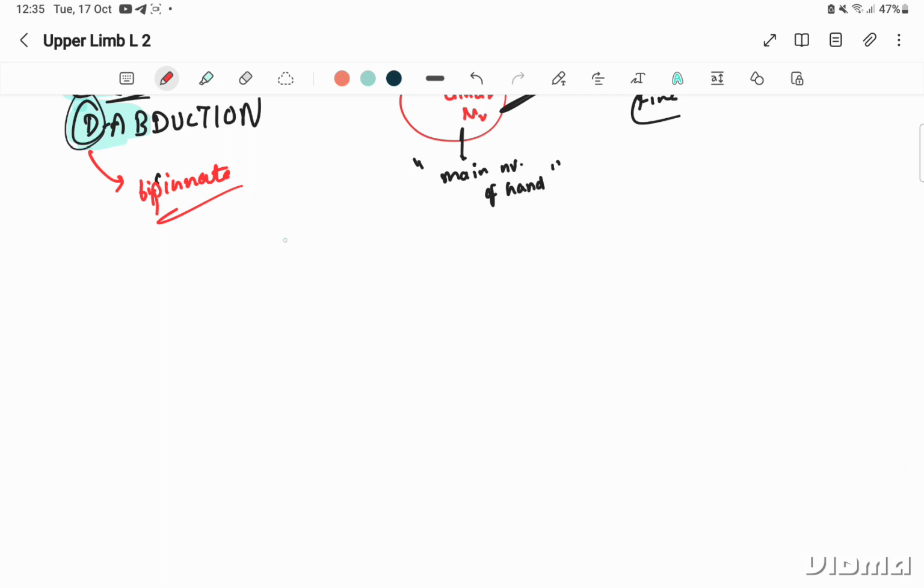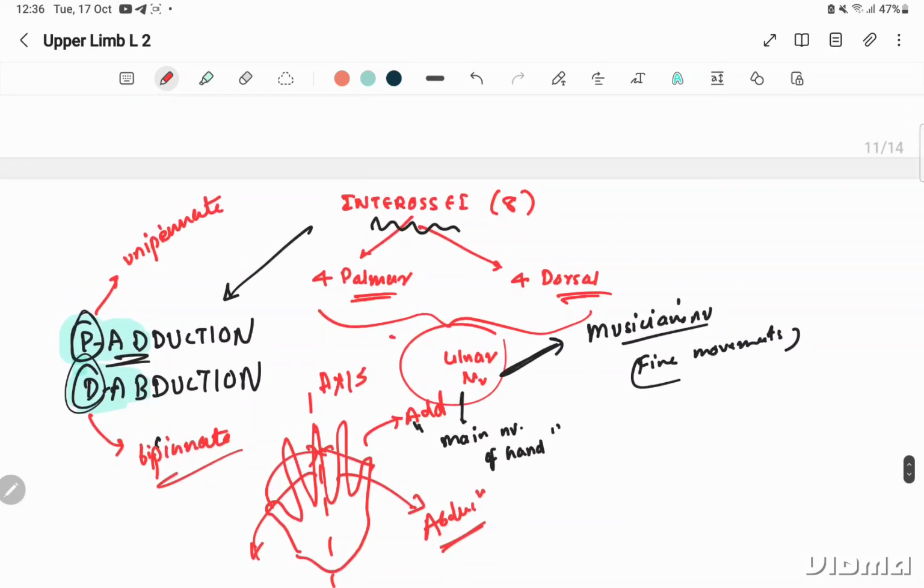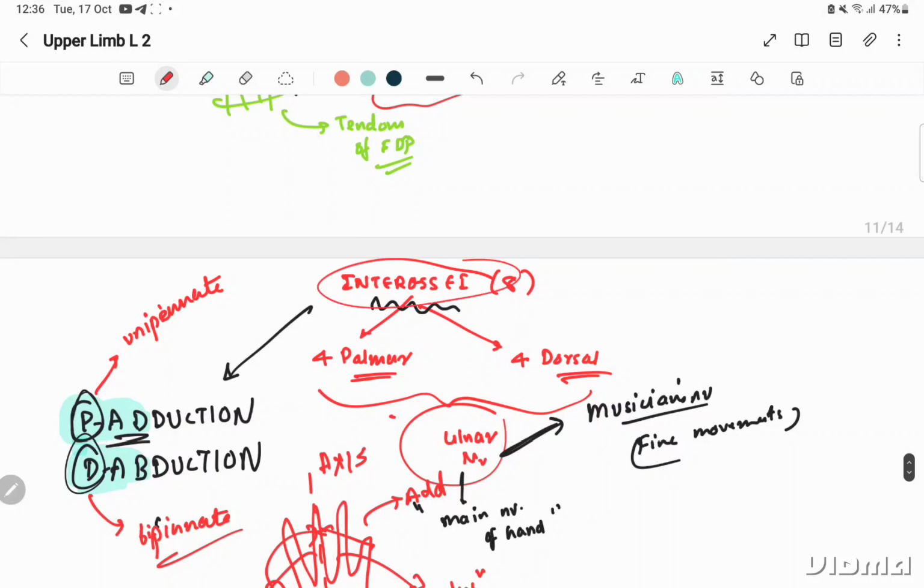So what is abduction and adduction? Let's say this is our hand. Here we have an axis passing through the middle finger. The axis is the middle finger. If you bring your fingers towards the middle finger, then it is called adduction, and if you take the fingers away from the middle finger, then it is called abduction. So the actions of adduction and abduction of the fingers are done by the interossi.